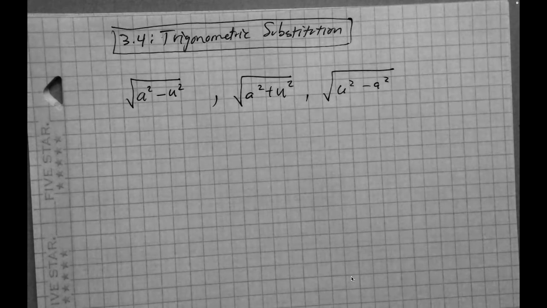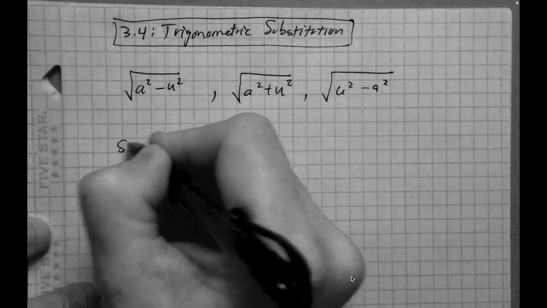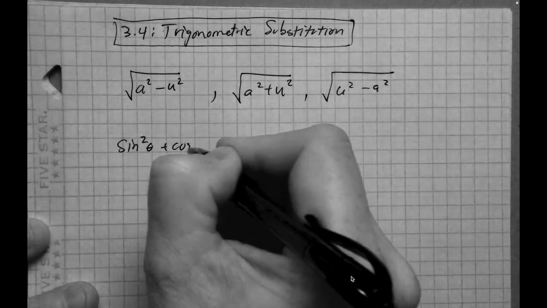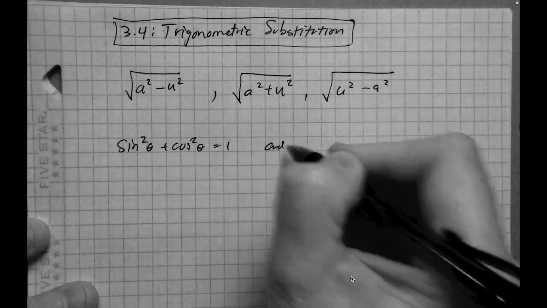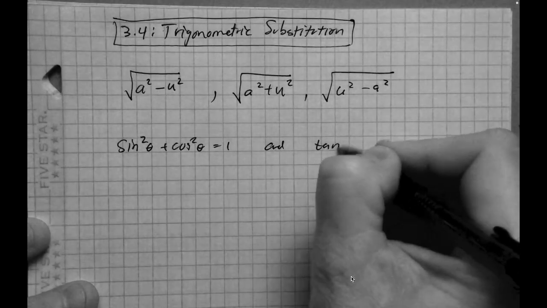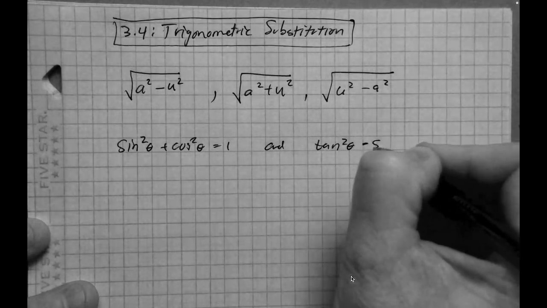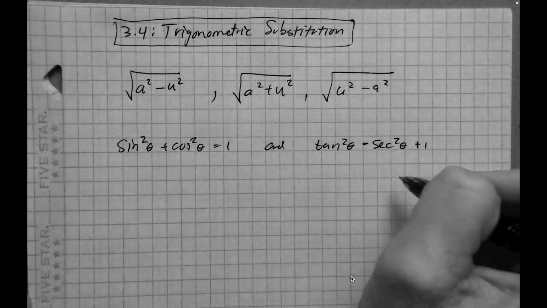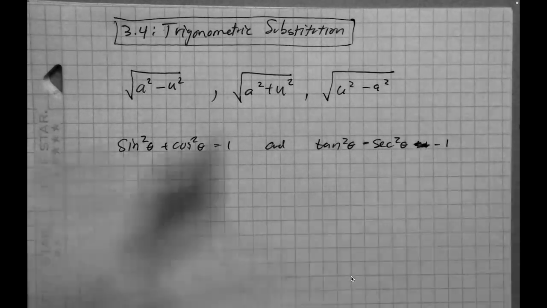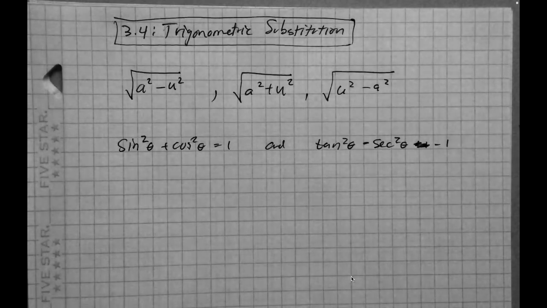So what we're going to be interested in doing here is using basically Pythagorean identities. So the two Pythagorean identities: sine squared theta plus cos squared theta equals 1, and tan squared theta equals secant squared theta minus 1. All right, so we'll be using these identities to essentially use trigonometric substitution to help eliminate the radical in these expressions and make them something we can integrate.